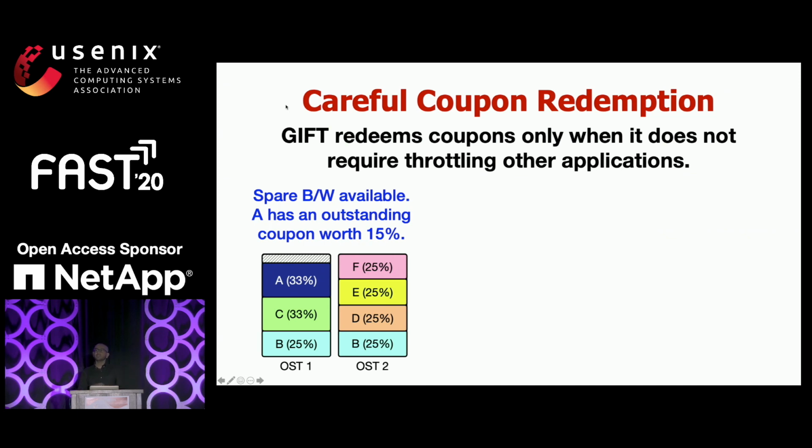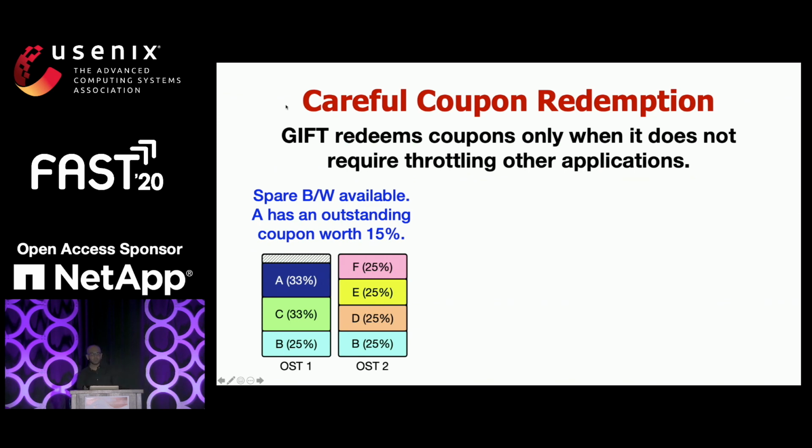The next step is to carefully perform the coupon redemption. We don't want to redeem the coupons when it actually costs us throttling other applications, because that will result in a zero-sum game. So every decision instance, we go through the outstanding coupons of existing applications. And if all of the OSTs on which an application is performing I/O have a bandwidth gap, then that application is a good candidate to redeem coupons for. I'll explain exactly what that means using this example.